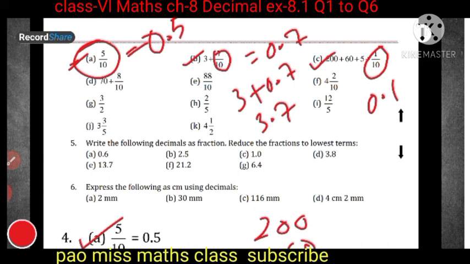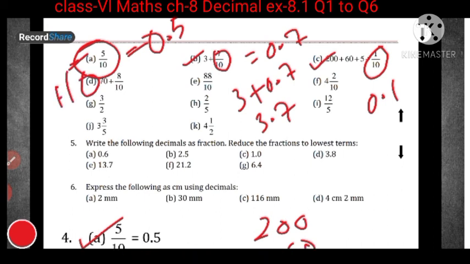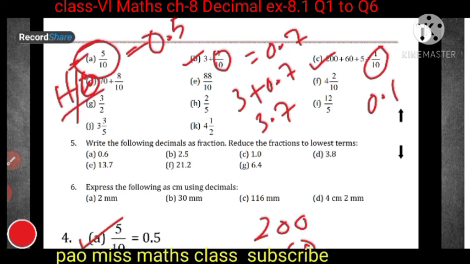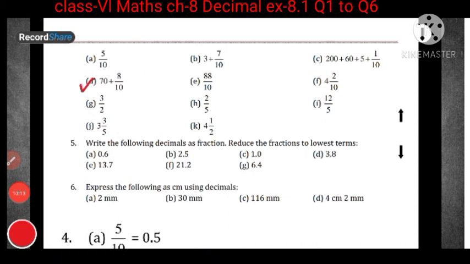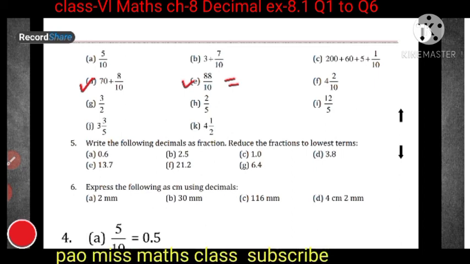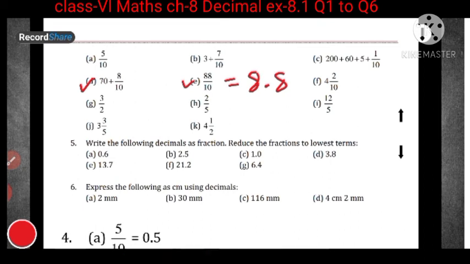Now next, question number D. I will keep question number D as homework. Now I will erase all this. D is homework, isn't it? Now E I will do. 88 upon 10 is given, isn't it? How many 0s? One 0. So what will be the answer? Before one digit only we have to put the decimal, that means 8.8. So the answer is 8.8.